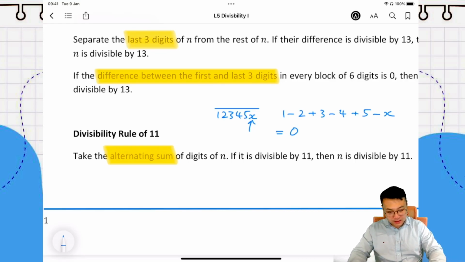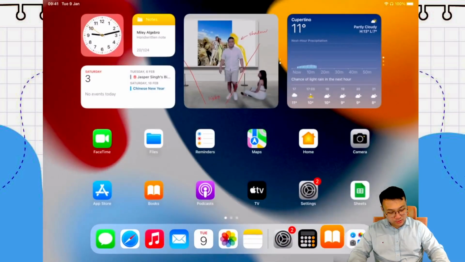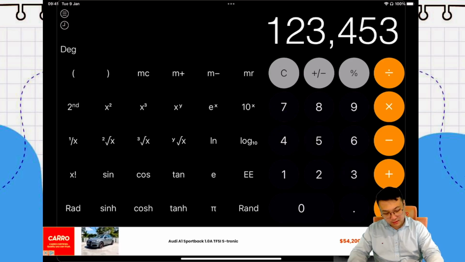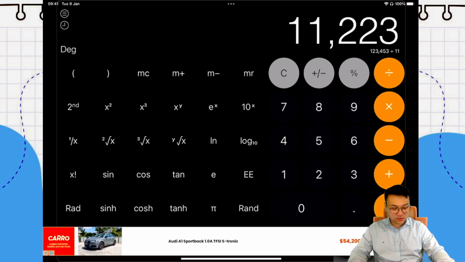Well done, well done. X is supposed to be 3. So if x is 3, you minus 3, you get 0. That means the number is 123453, which is supposed to be divisible by 11. 123453 divided by 11. There you go. 11223.